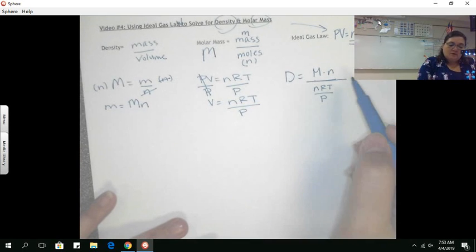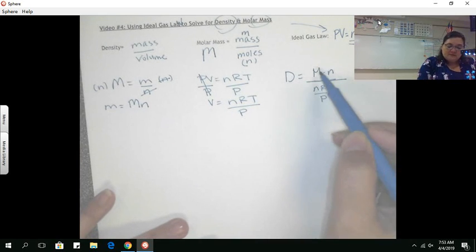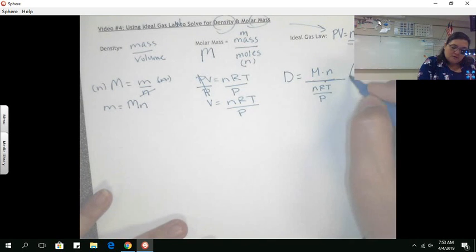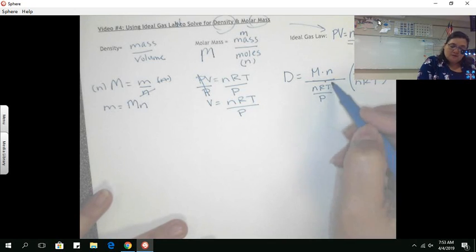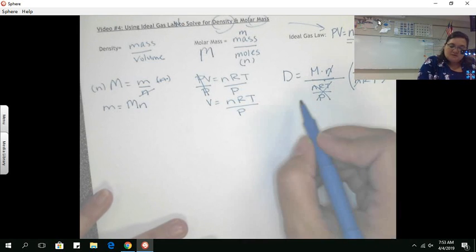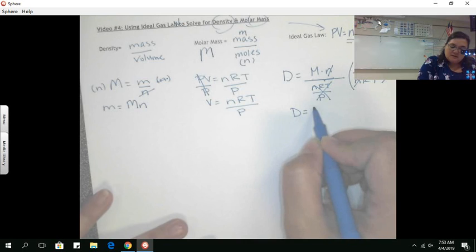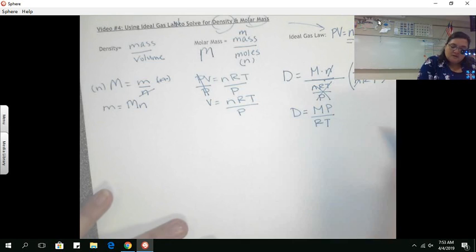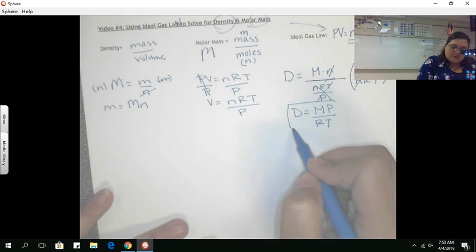If you recall from math class, to do that, you leave the top the same, you change division to multiplication, and then you multiply by the reciprocal. So what we're going to do is multiply by P over nRT. We just made that the reciprocal. Now we can simplify. We have an n on the top and an n on the bottom, so they would cancel. Nothing else would cancel, and then we'll just rewrite this neater, and so we get density equals MP over RT. Now we can use this to help us solve for the density.